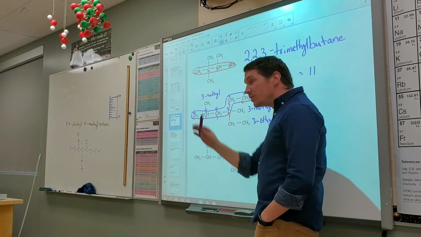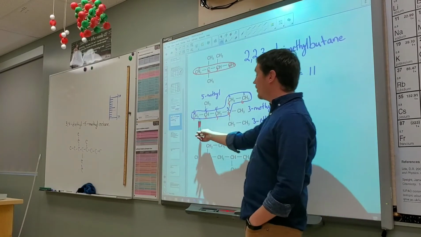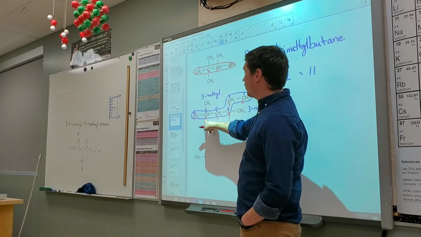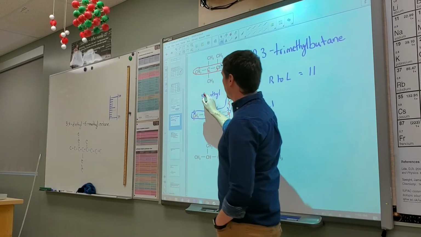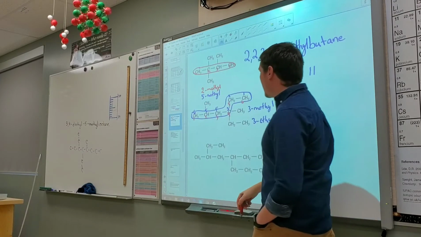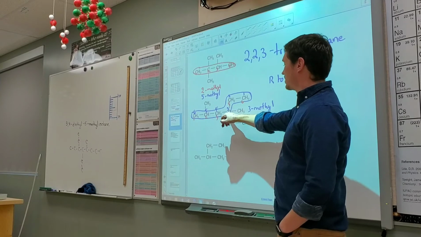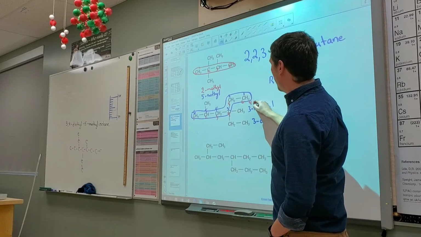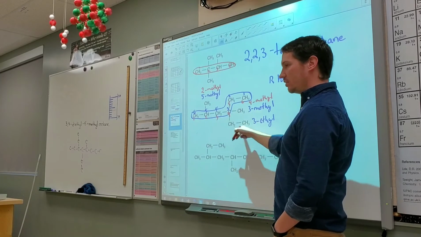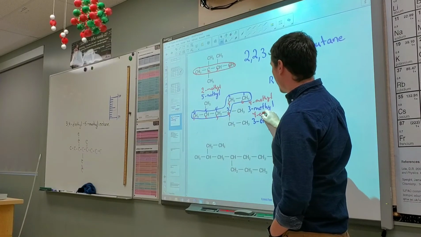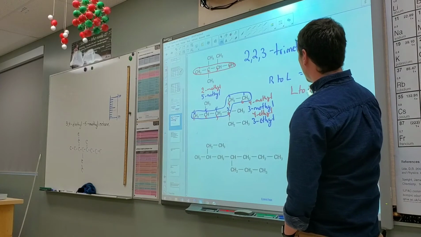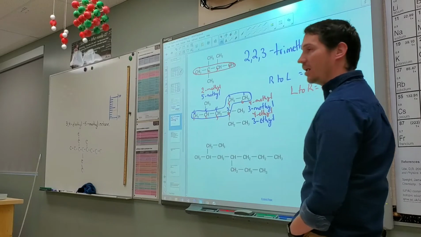Now we're going to do this using red, and we're going to do it from the left to the right. So instead of being a 5-methyl, what's this going to be? A 2-methyl. Okay, so this is going to be a 2-methyl. And instead of being a 3-methyl, what's this going to be? A 4-methyl. And instead of being a 3-ethyl, it's going to be a 4-ethyl. And then when we go left to right, the sum is 10.